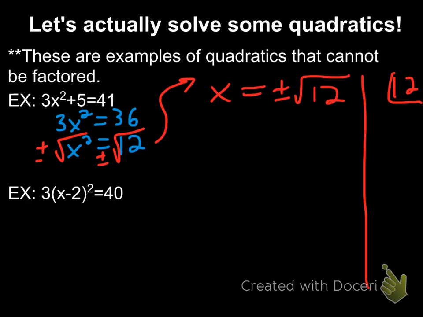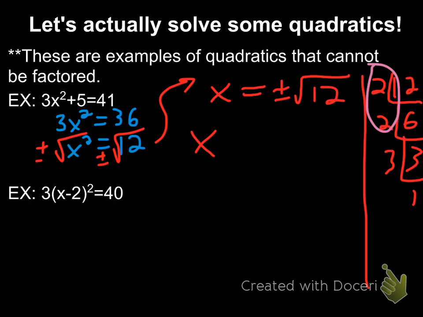So, give me a prime number that will go into 12. 2, 6. Another one. 2, 3. Circle my pairs. I've got one pair of 2s. So, x equals plus or minus. Remember, the 2 goes out in front times the square root of whatever's left over, 3.